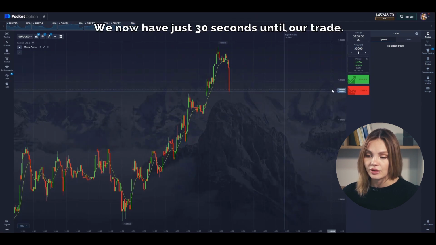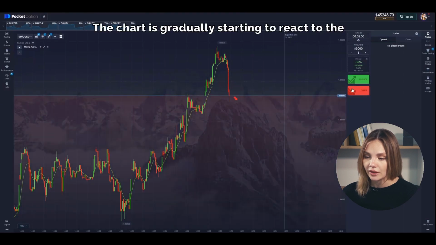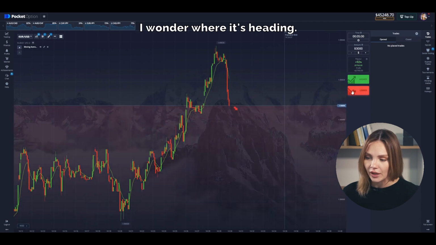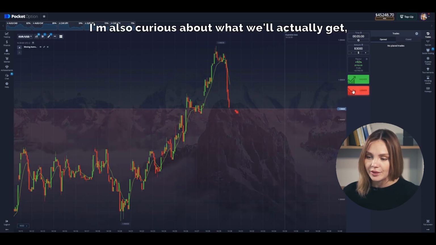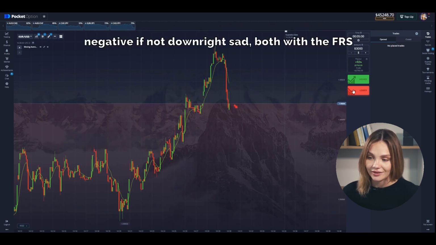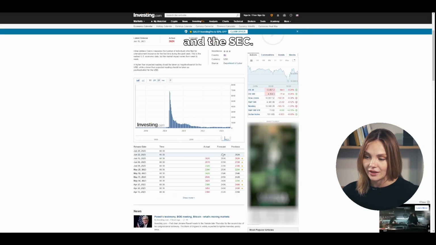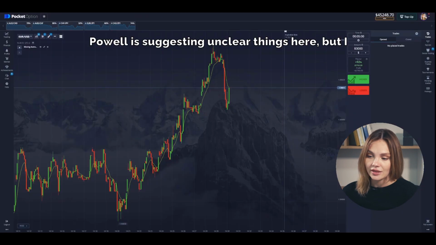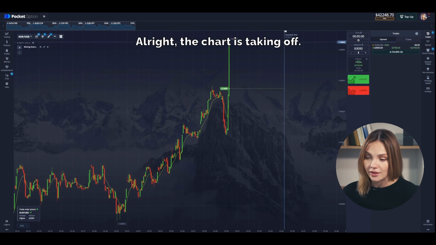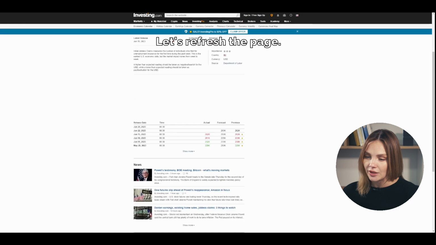We now have just 30 seconds until our trade. The chart is gradually starting to react to the upcoming news. The exchange rate is starting to drop now. I wonder where it's heading. I'm also curious about what we'll actually get, because the situation in America is quite negative, if not downright sad, both with the FRS and the SEC. Powell is suggesting unclear things here, but I think everyone knows about it. Alright, the chart is taking off. I'm entering the position.